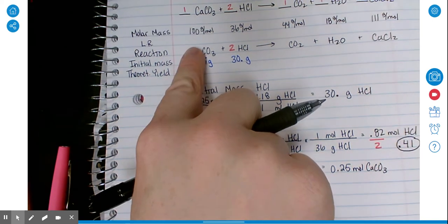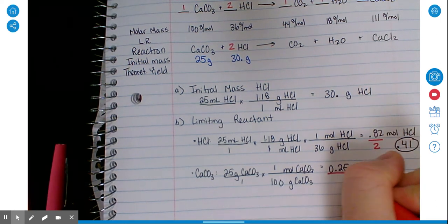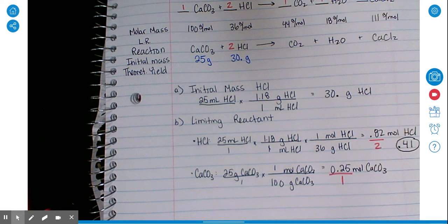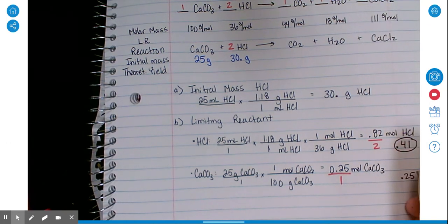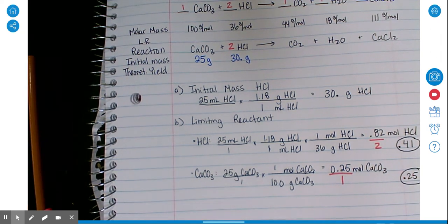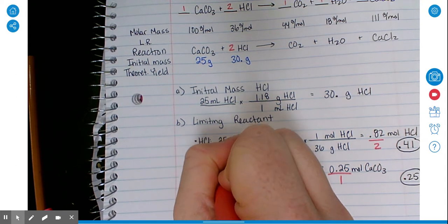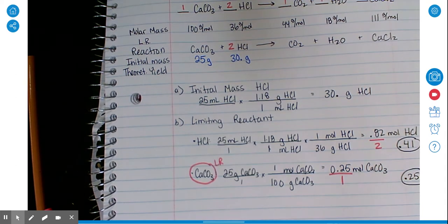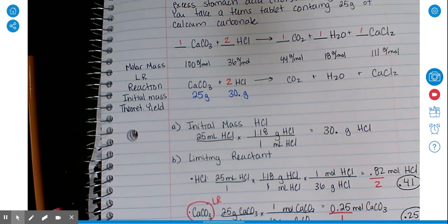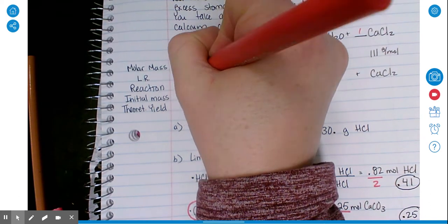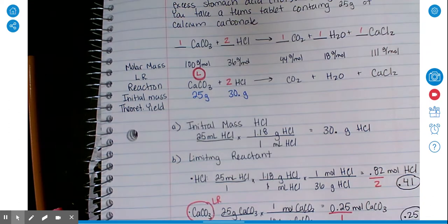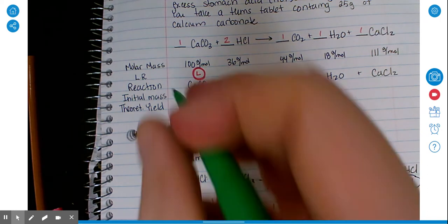Divide by the coefficient. Nothing out there. The coefficient is 1. Divide by 1. My value for calcium carbonate is 0.25, which means 0.25 is my smaller number. Calcium carbonate is my limiting reactant. So I can go up here and I can label that as my limiting, which means calcium carbonate is going to be the value that I take through the rest of the table.